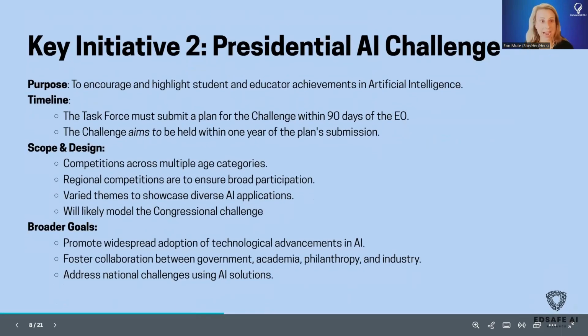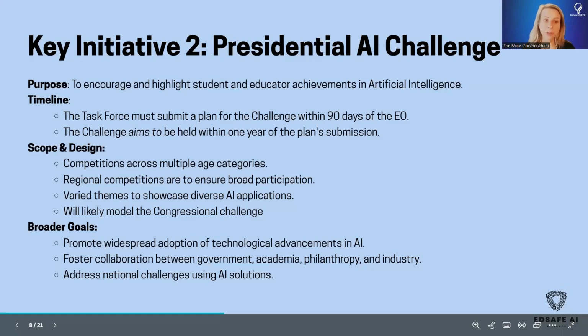This presidential AI challenge. So the timeline for this is a little bit longer, 90 days for the plan around how this challenge is going to run. It's likely going to be modeled after the congressional challenges that we've seen in the past. And then 1 year from when that plan is submitted. Again, so 90 days, the plan. From that further 90 days, a year for this to be implemented.